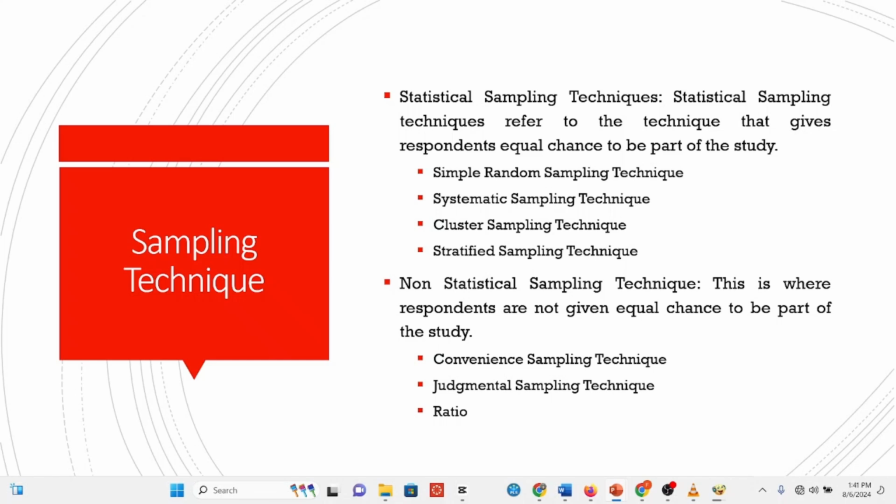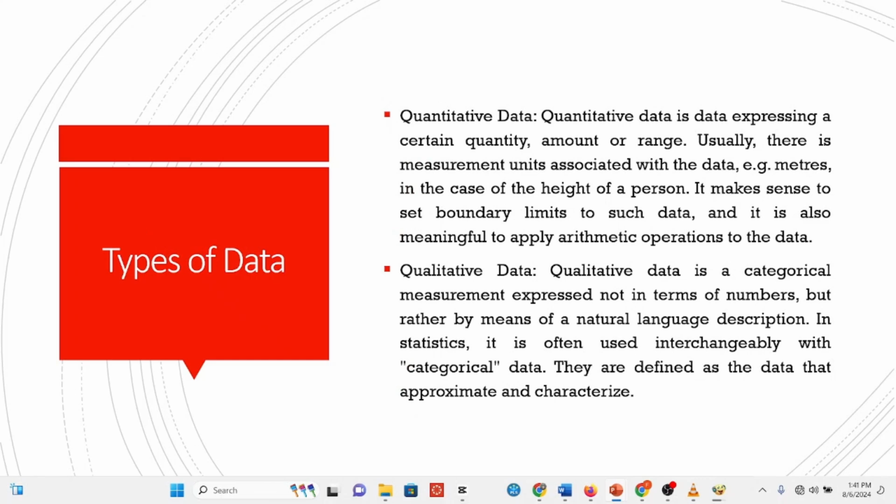We are now moving to types of data. There are two main types of data. This includes quantitative data and qualitative data. Quantitative data. Quantitative data is data expressing a certain quantity, amount, or range. Usually, there are measurement units associated with the data, e.g. meters, in the case of the height of a person.